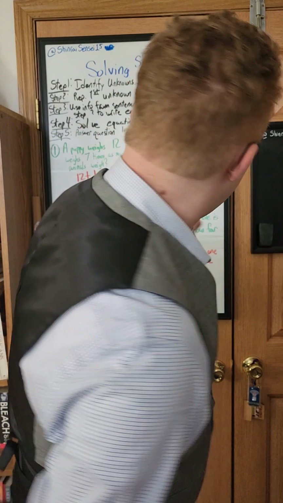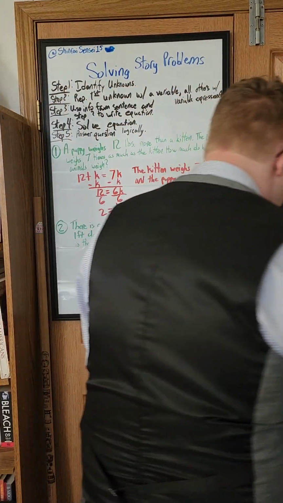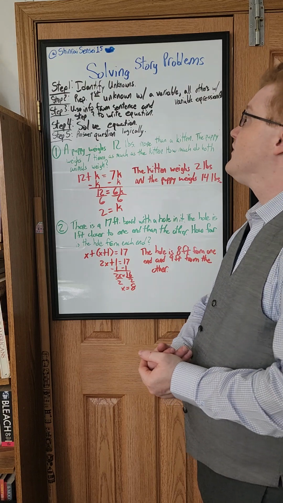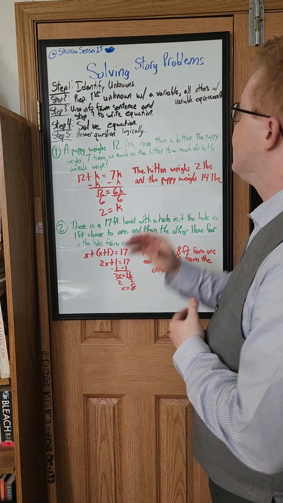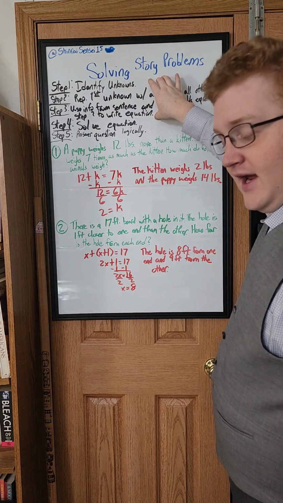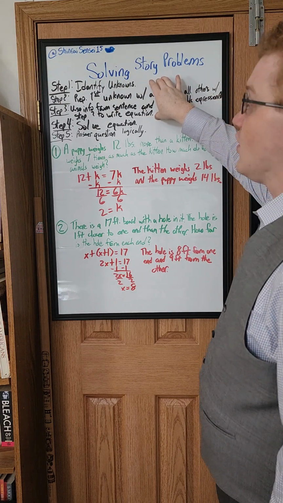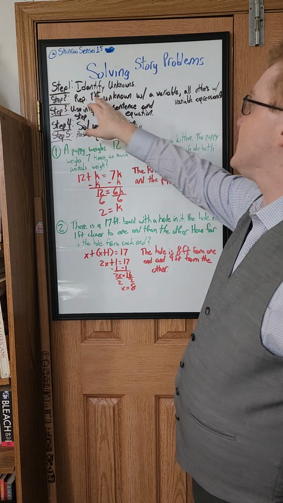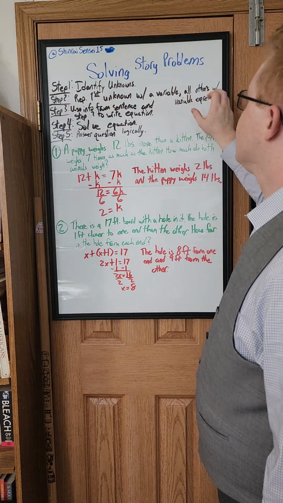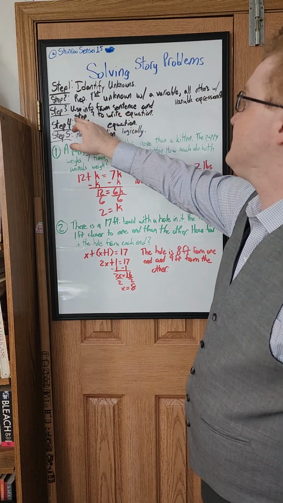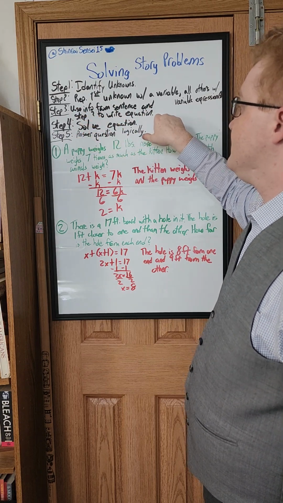I might try that. But first, we'll go through the 3 steps that we've already got for translating the sentence. These first 3 steps translate the sentence, or the story, into a math problem. So: identify the unknowns, represent the first unknown with a variable and all others with variable expressions, and use information from the sentence in step 2 to write the equation.